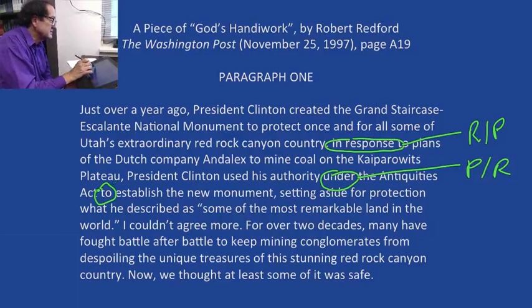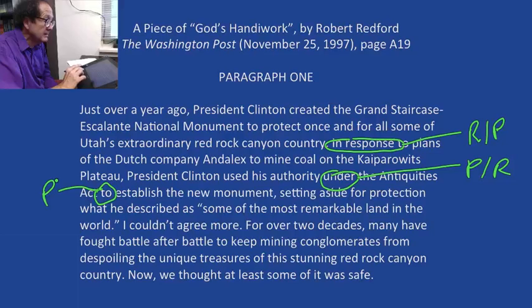Again, it might seem tricky to keep citing the word to as an argument marker, but think about it. You can substitute in order to: he used his authority in order to establish the new monument, or because he wanted to establish the new monument. And we learned a few lectures ago that if you can substitute another argument marker for this particular word, then that shows that in this case, the word to is getting used as an argument marker. In this case, the premise, because it's his wanting to establish the monument that explains why he used his authority.